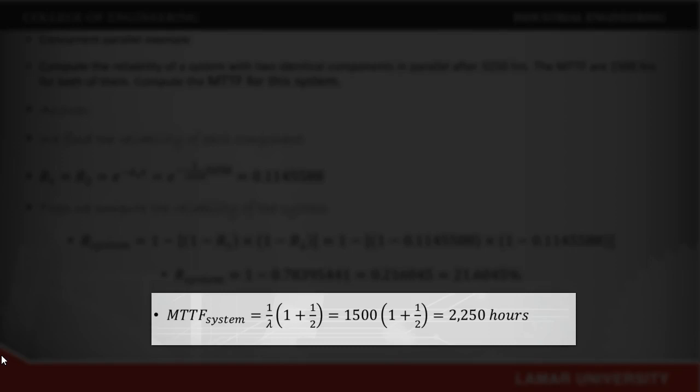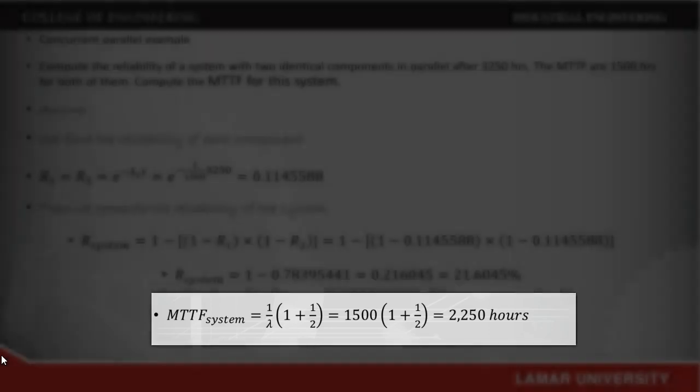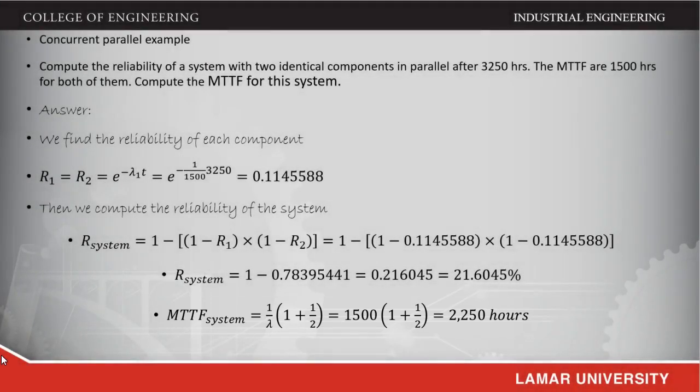The mean time to failure, if the mean time to failure is 1,500, this yields 1,500 times (1 plus 1/2), that is 2,250 hours. Notice that in this case, the mean time to failure originally was 1,500, but by virtue of having a backup on the second one being in parallel, the mean time to failure increases to 2,250, and therefore increasing the reliability of the system by having the components in parallel.